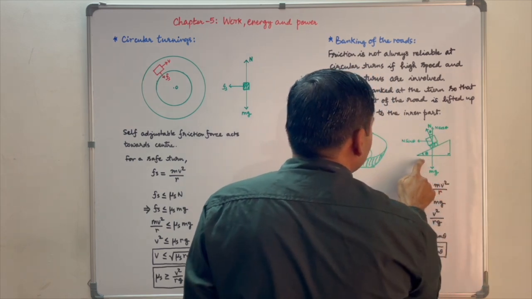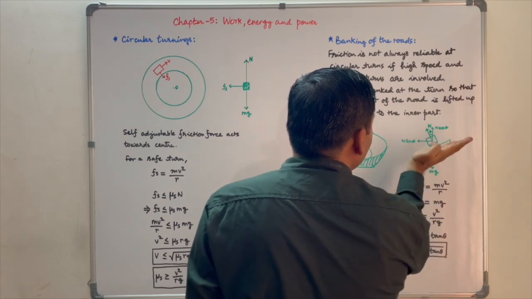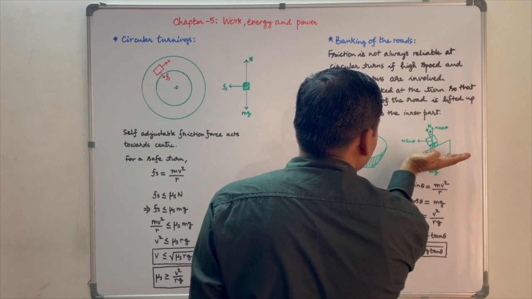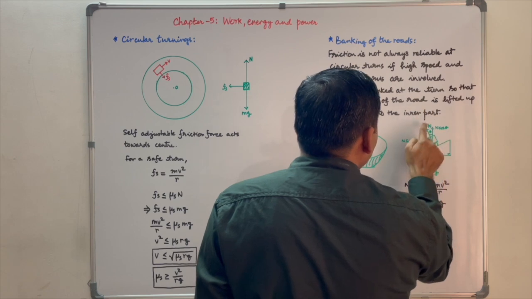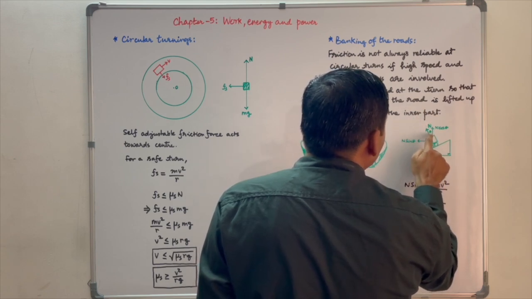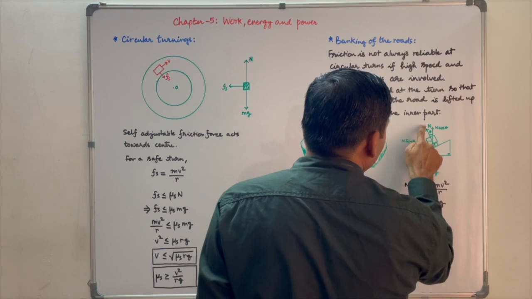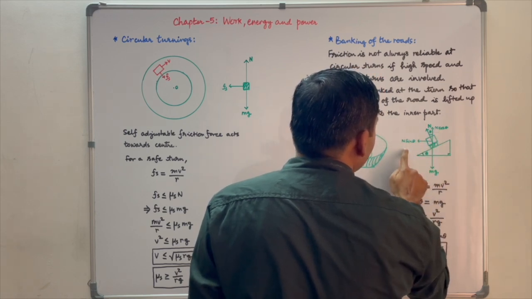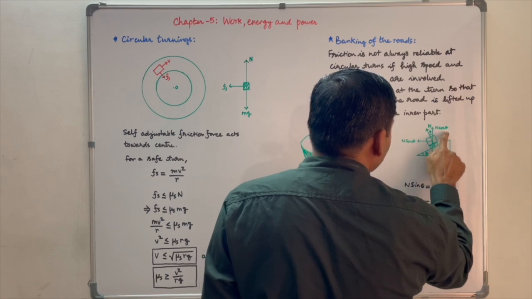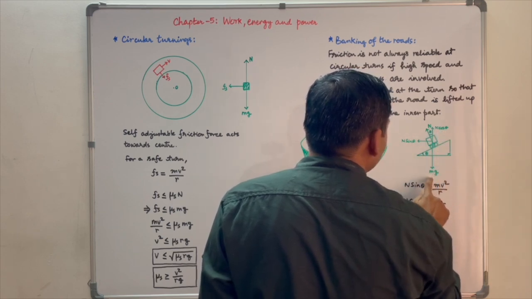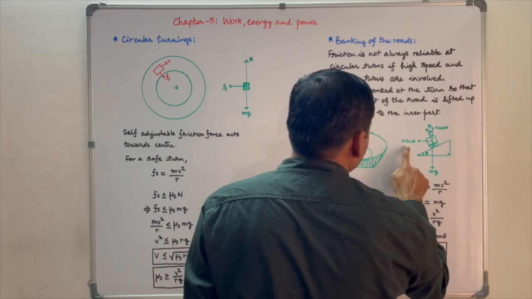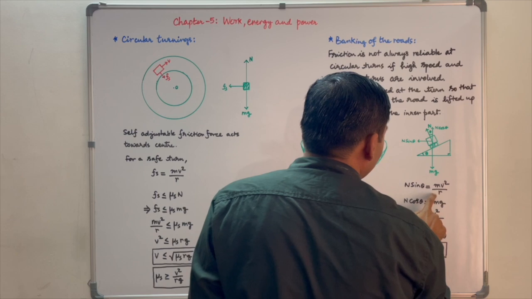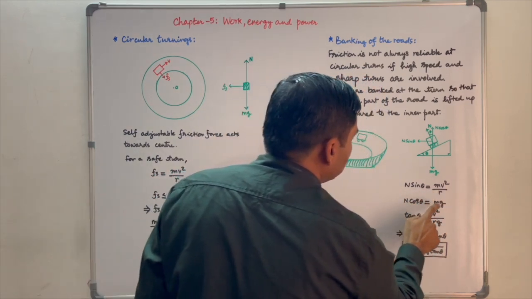Let's say theta is the angle of banking. That means the road is at an angle theta with the horizontal. In this case, the normal reaction applied by the road, N, will be at an angle theta with the vertical. We can resolve N into two components, vertical and horizontal. The vertical component will be N cos theta, which will be equal to the weight of the vehicle mg. The horizontal component N sin theta will provide the necessary centripetal force to take a turn. That means N sin theta is equal to mv square by r and N cos theta is equal to mg.